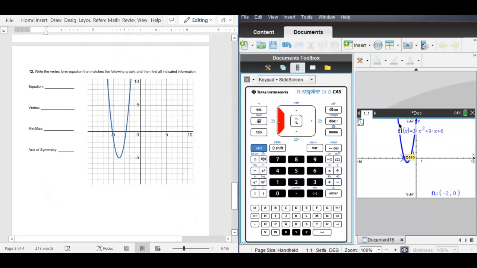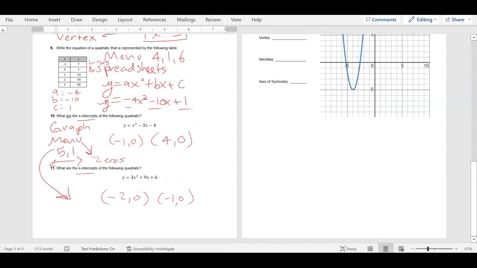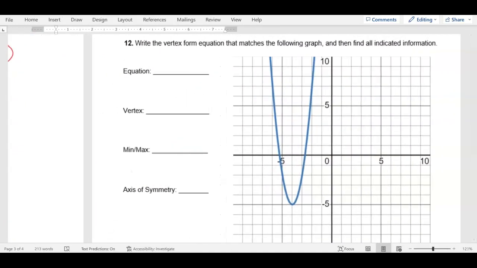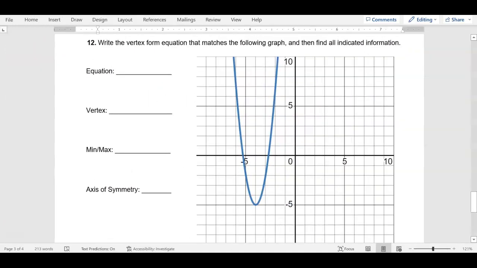One more problem, write the vertex form. So the vertex form, if you remember, is a times x minus h squared plus k. So first I need to find the vertex right here. Is that negative 4, negative 5? We just got to remember that h is a lie.